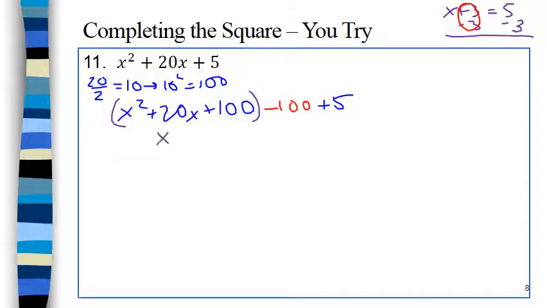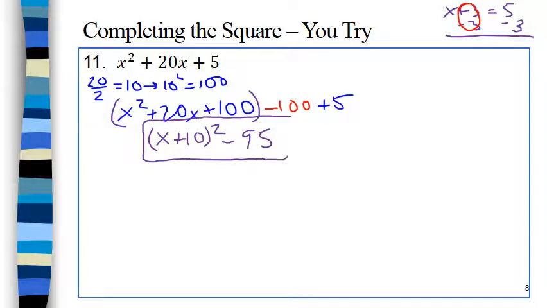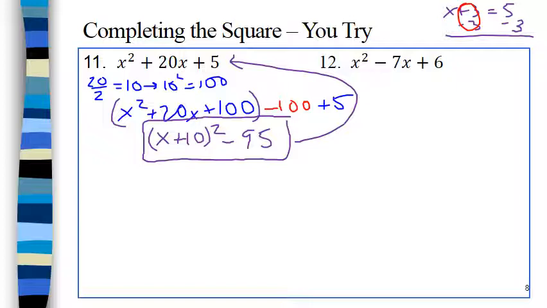So I end up with x plus 10, quantity squared. Negative 100 plus 5 is negative 95. And if I go ahead and expand this back out, it will be an equivalent statement to this. And again, this form should look somewhat familiar to you. Let's try another one. So in this case, I'm going to do something very similar. I'm going to determine what my b should be. So I take negative 7 and divide it by 2.